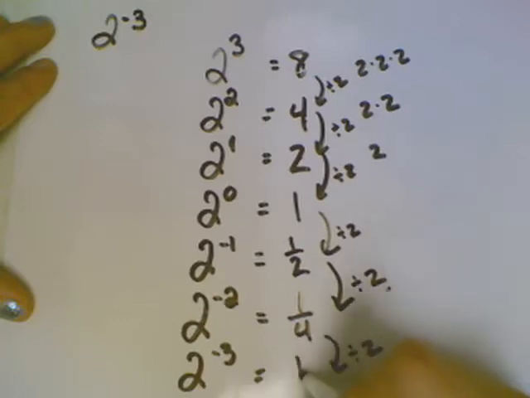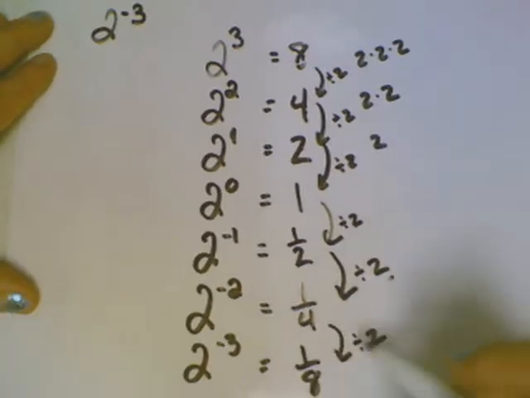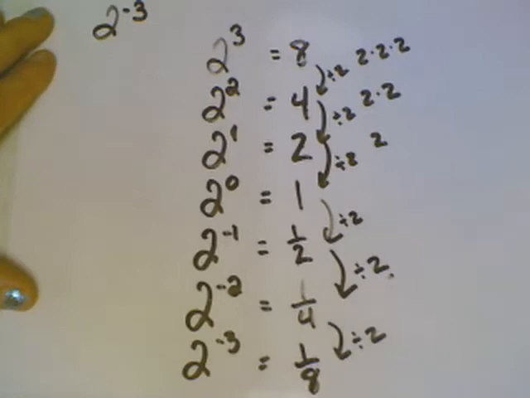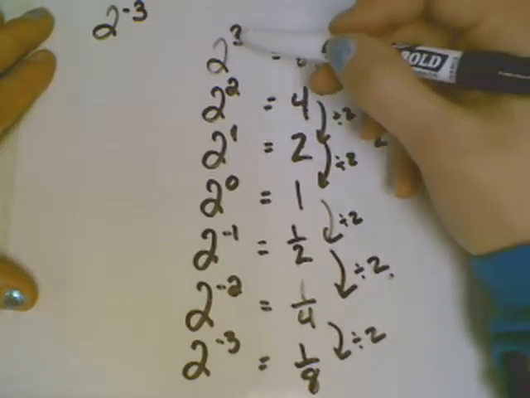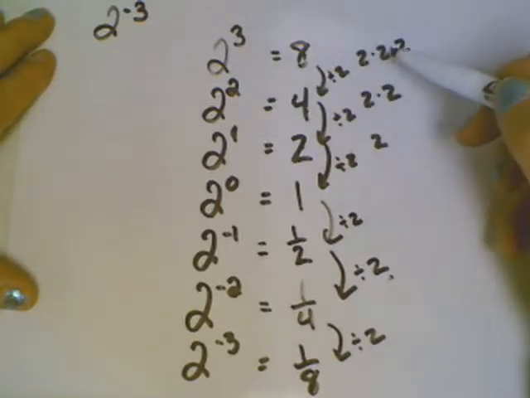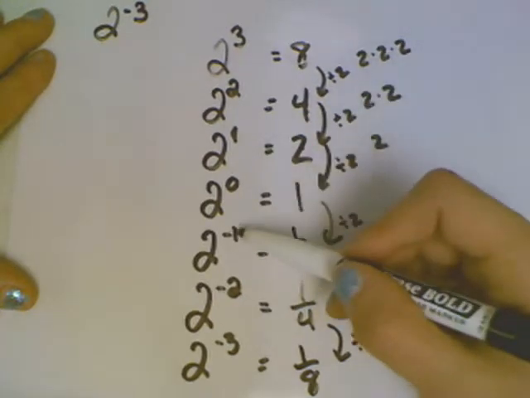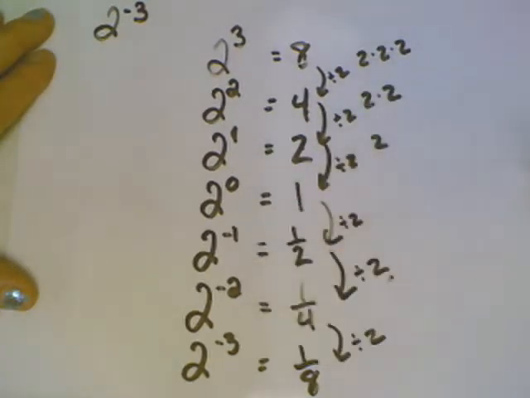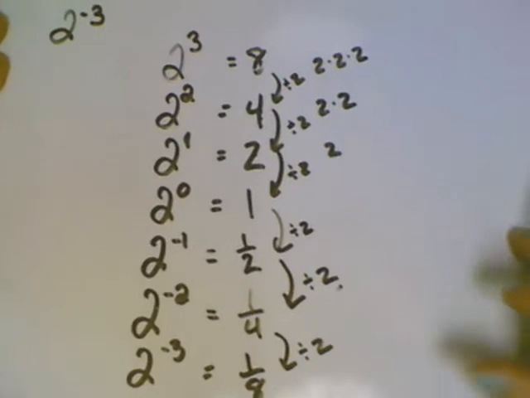Take 1/4 and divide it by 2 and I will get 1/8, which is 2 to the negative 3rd power. Whereas positive exponents are repeated multiplication, negative exponents are repeated division. But if I know what the positive exponent is, let's look at 2 to the negative 3rd power. I know that 2 to the 3rd is 8. 2 to the negative 3rd is 1/8. Let's see if we can generalize that pattern.